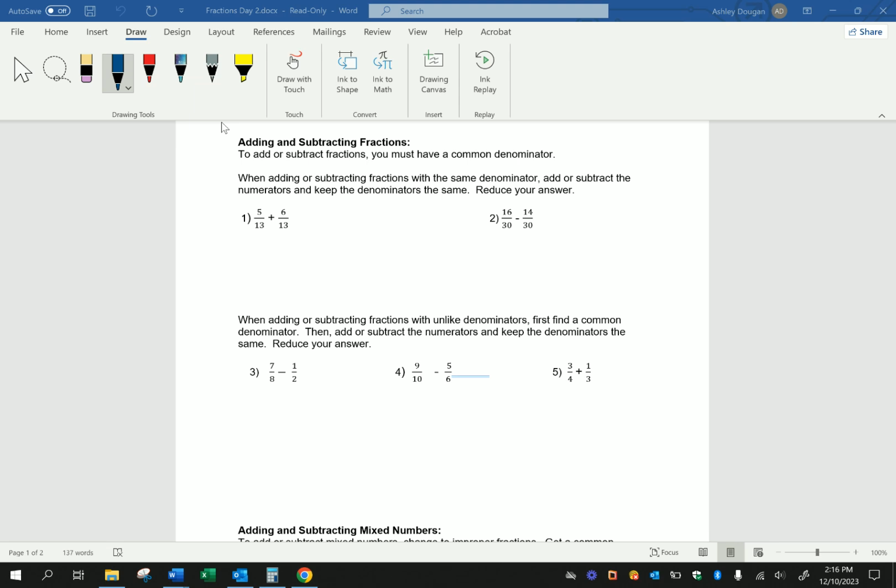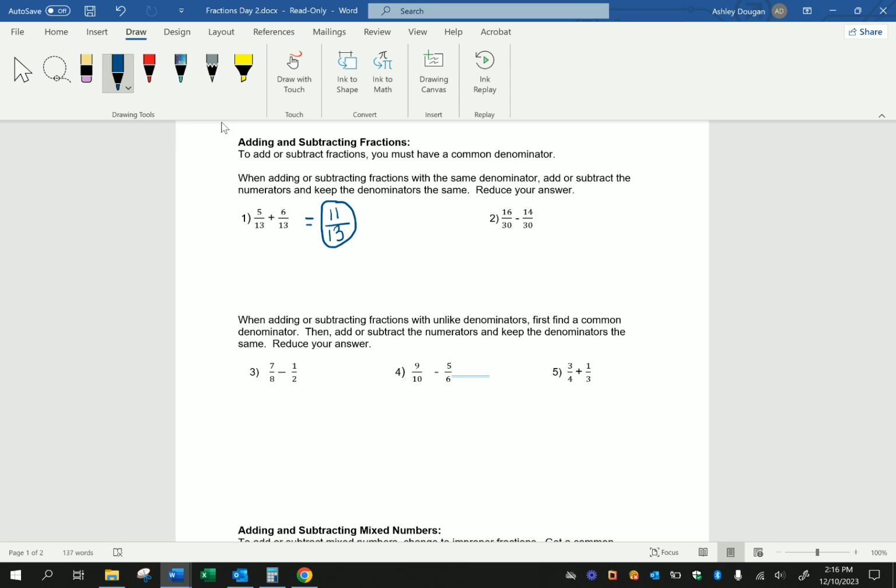Since these are both 13 on the bottom, I can add the top numbers and get 11. And then we keep the denominator the same, and that would just be 13. Now 11 over 13 doesn't simplify, and so we keep that as 11 over 13.